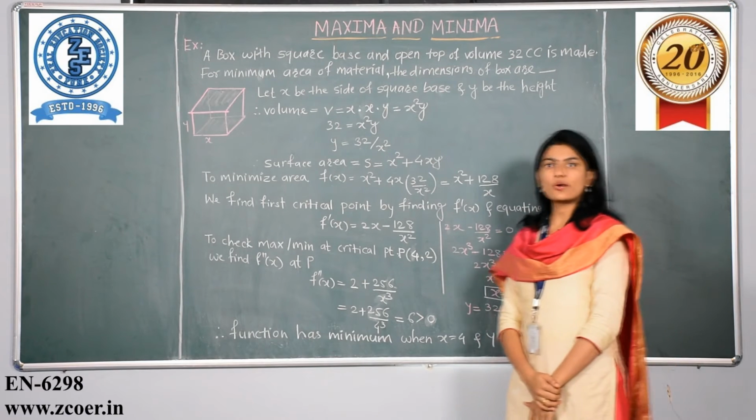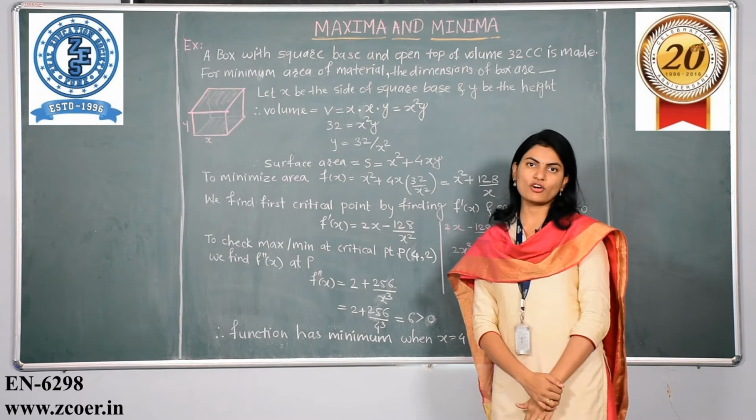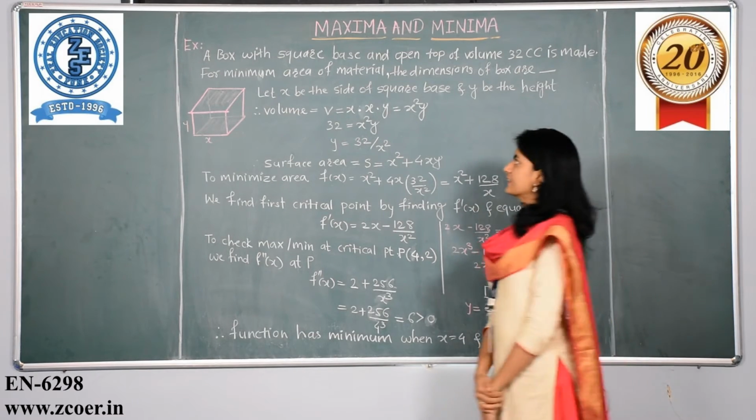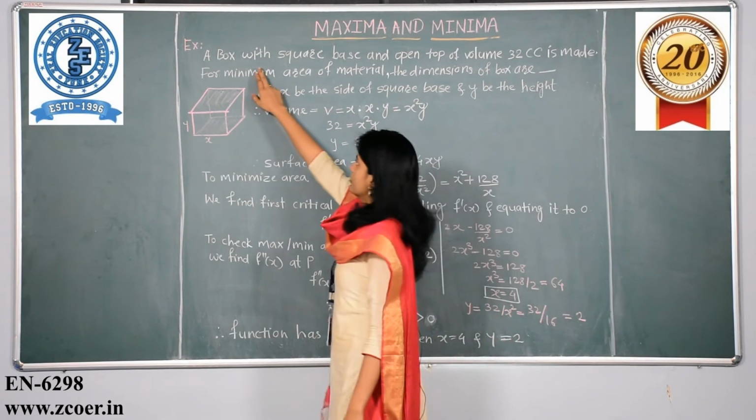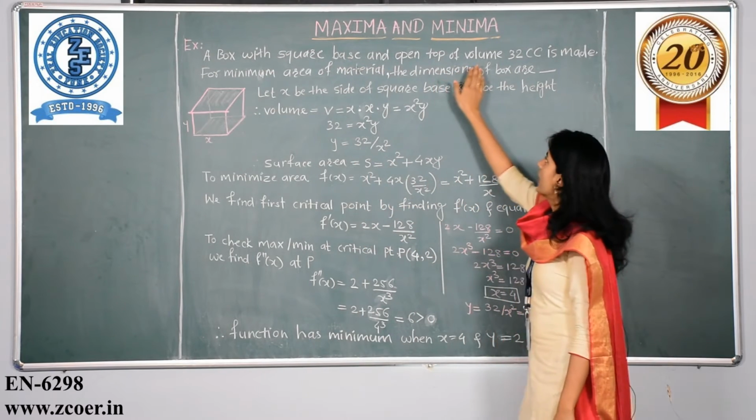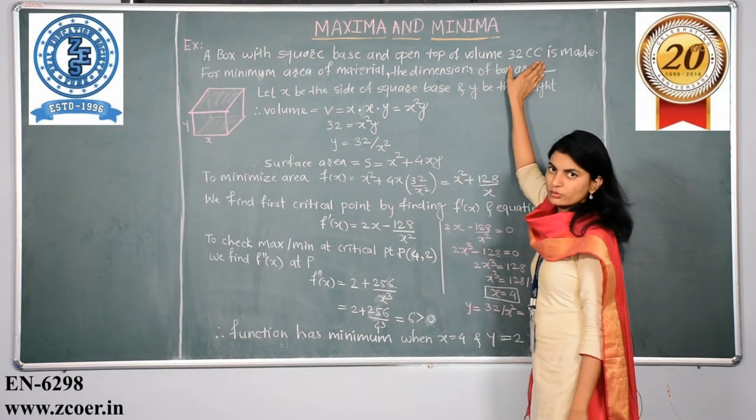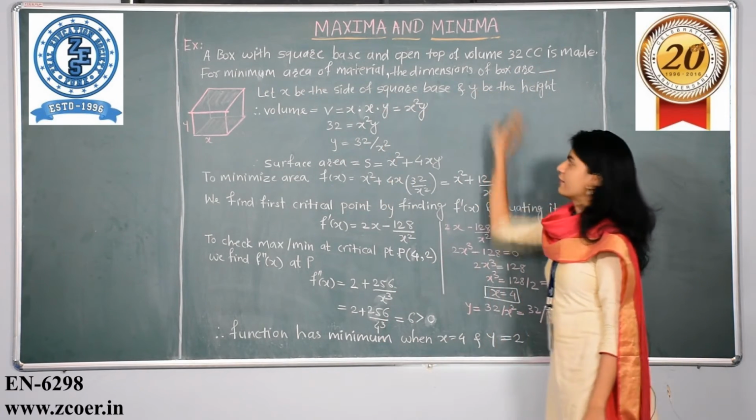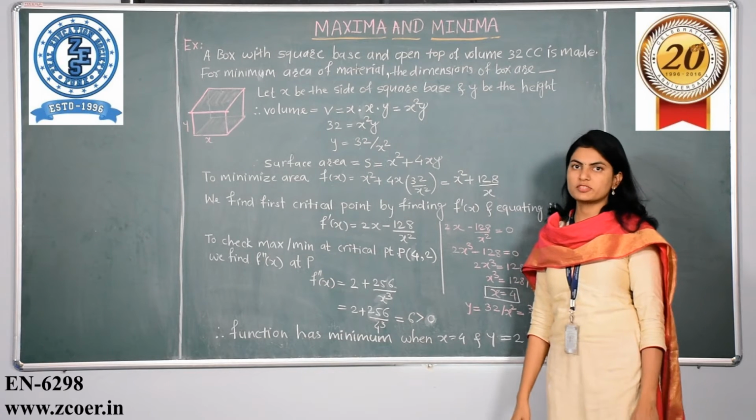Now let us see how to calculate the maxima and minima of any given function. So let us see an example. In the example, there is a box with a square base and an open top, and this box has a volume of 32 cc. For minimum area of material, what are the dimensions of the box? This is the problem statement.